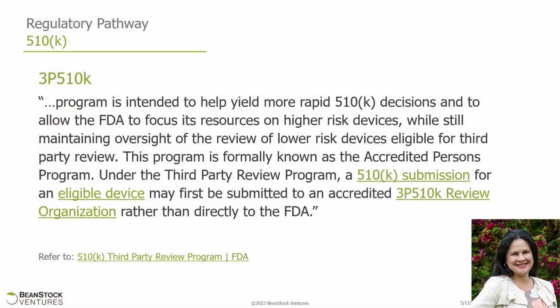So what is it? The 3P 510K or third-party review FDA program is intended to yield more rapid 510K decisions and to allow the FDA to focus its resources on higher risk devices, while still maintaining oversight of the review of lower risk devices eligible for third-party review. This program is formally known as the Accredited Persons Program.